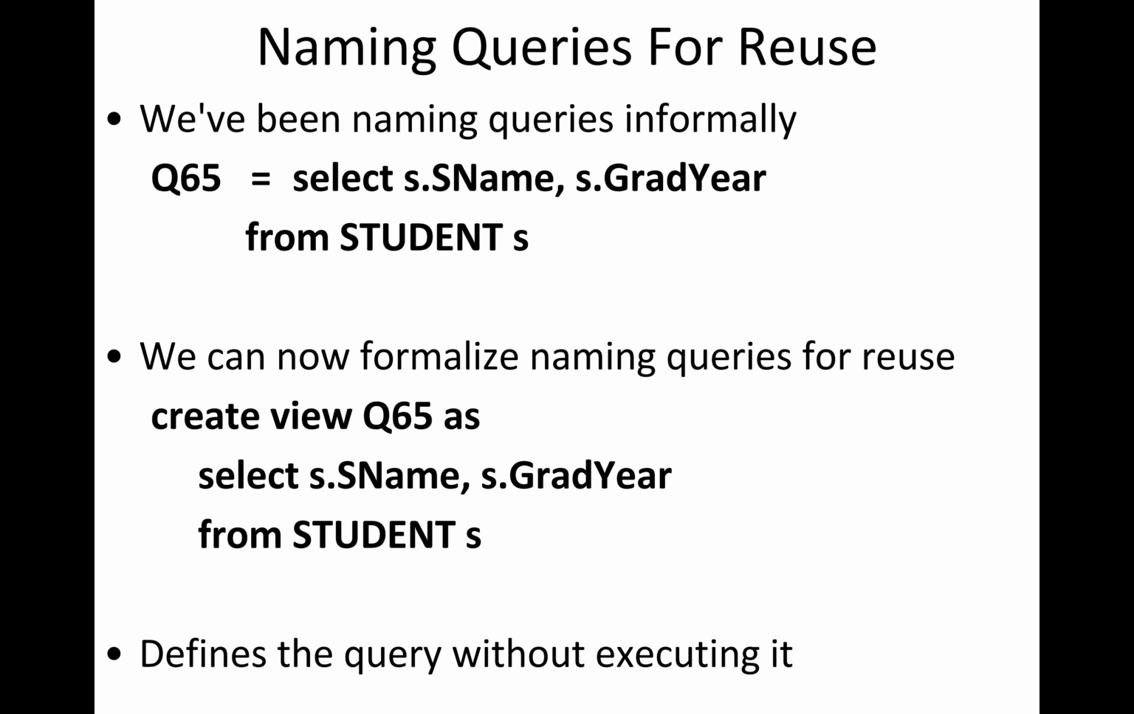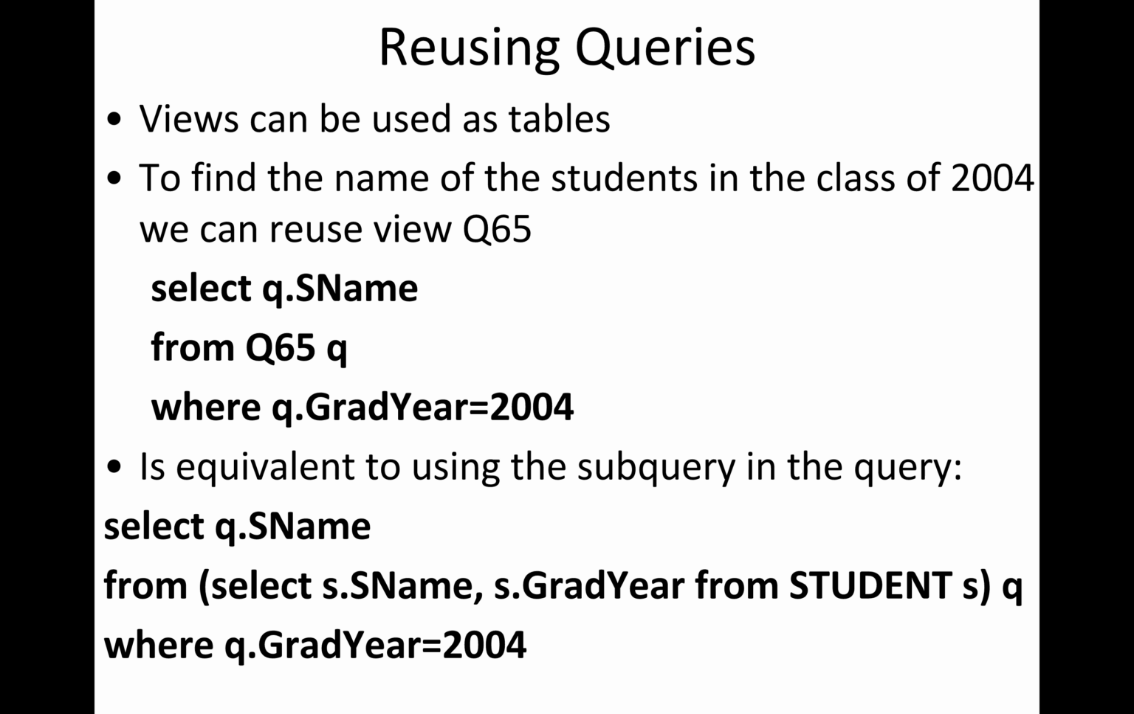Okay. Right, yeah, we've been doing this all along, right? We select Q65, select S name, S graduation year, whatnot. It was the same thing as saying create view Q65 as, and then the student. Reusing the queries, right? Views can be used just like tables. So wherever a table could be used, you can use a view.